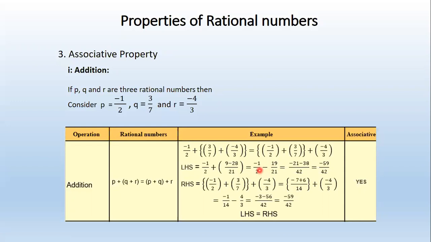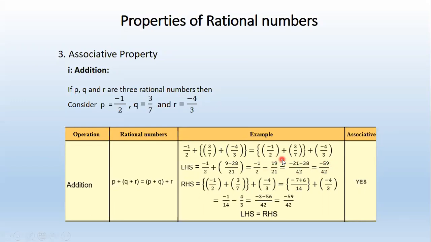So now here the LCM is 42. 21 2s are 42. We cross multiply: minus 1 into 21 is minus 21, and 19 2s are 38, with a minus sign in between, so minus 38. So we get the value minus 59 divided by 42.